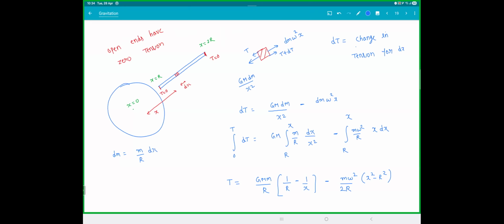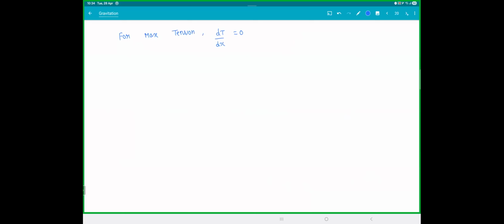Why? Because I already know dT, so I can just directly put it equal to 0. If I do this, you end up with GM dm by x squared. This is the next thing I ask you: find the point on the rod with the maximum tension. We end up with GM by omega square is equal to x cubed.